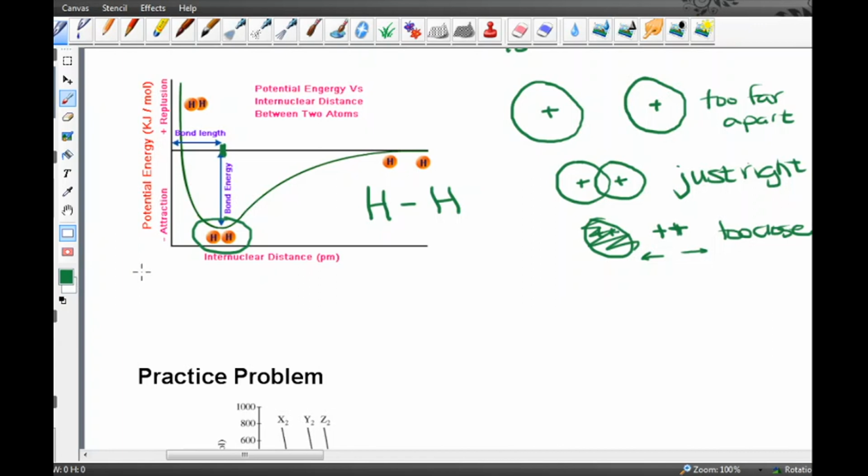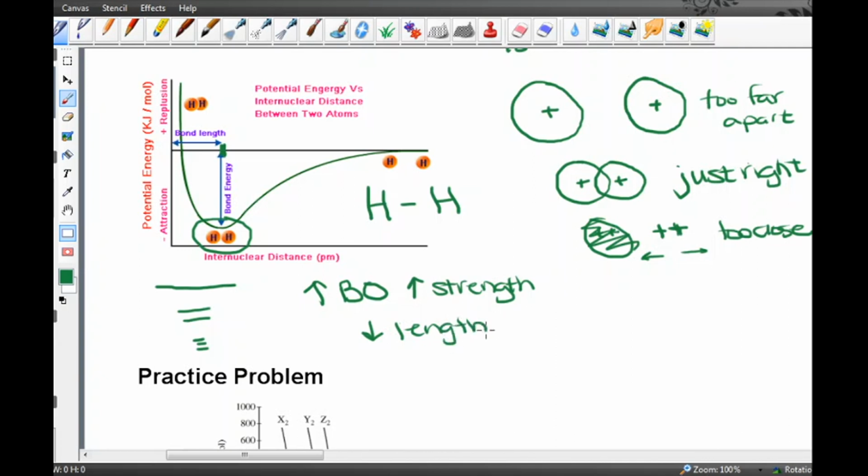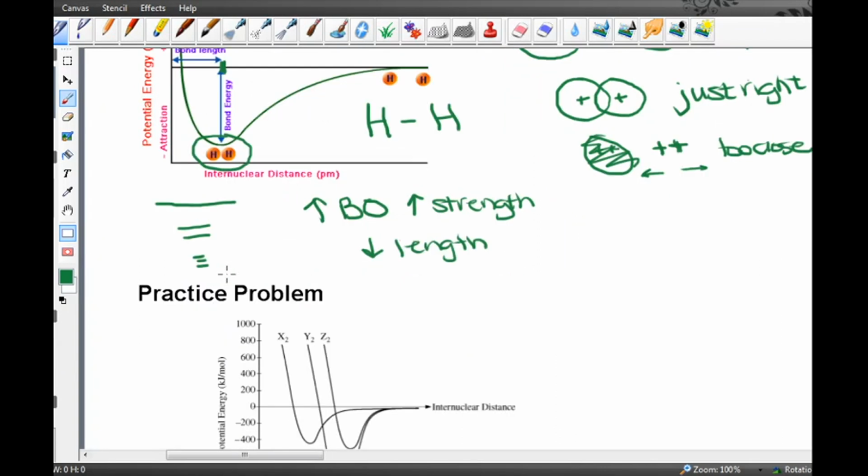Hydrogen, this was my hydrogen single bond example. Now, let's say I was talking about a single bond, then a double bond, then a triple bond. As we go down this list and we increase in something called bond order, which is just the amount of shared electrons, we also increase bond strength, but we tend to decrease bond length. Now, I'm going to challenge that notion in a second when we look at this practice problem down below.